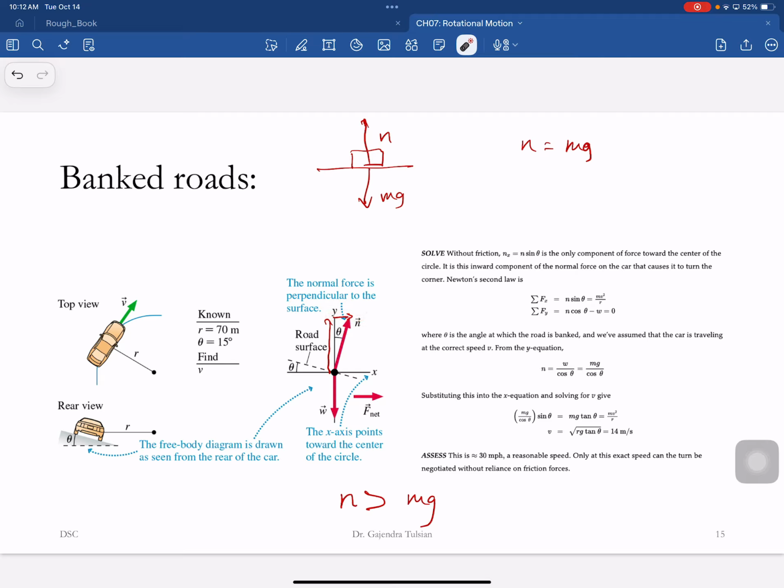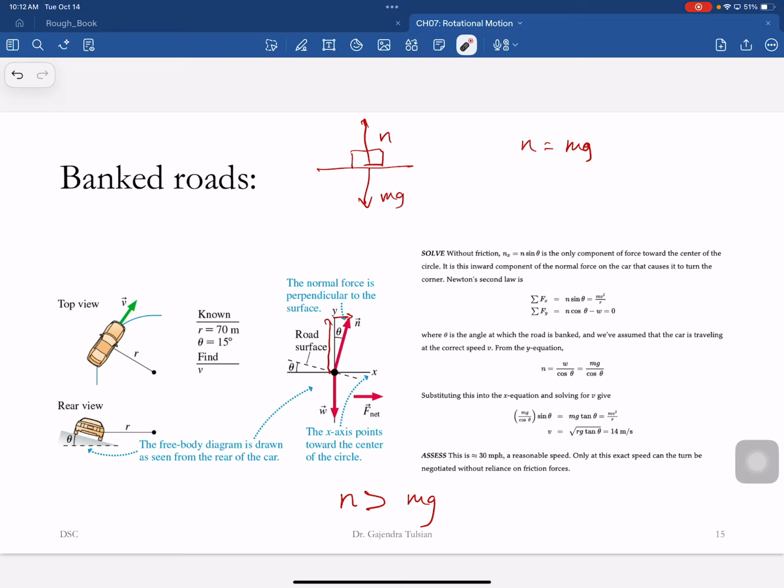And of course, if you go faster than that, then you'll need friction force. So if an exit is marked at 35 miles an hour and you go 50 miles an hour, then you have to use friction force. You have to leave rubber on the road. What happens if you go slower? Then too, you have to use friction force, except that the friction force is in the opposite direction.